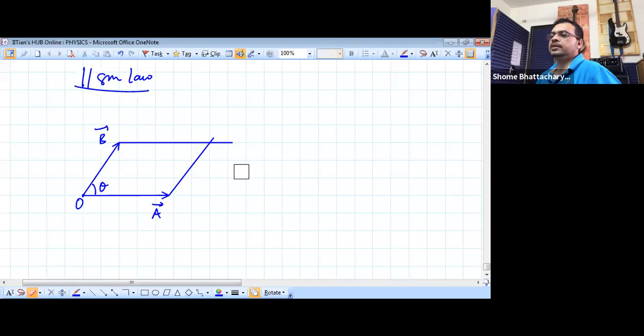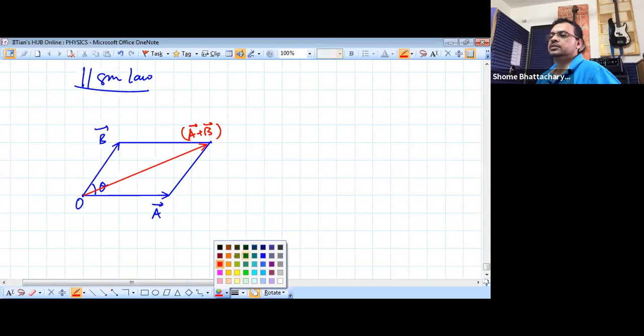Once I've got my vector parallelogram, I know that the so-called primary diagonal, that is the diagonal from the common vertex to the opposite vertex, becomes the resultant sum. So this diagonal in the parallelogram is A plus B. At the same time, I can also draw the other diagonal, which gives me the difference. So this is how a parallelogram looks.